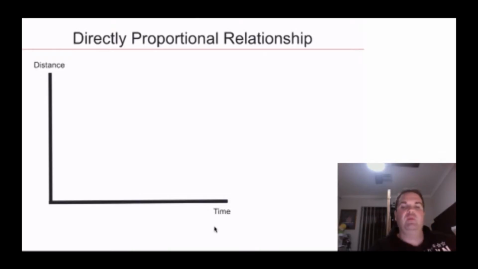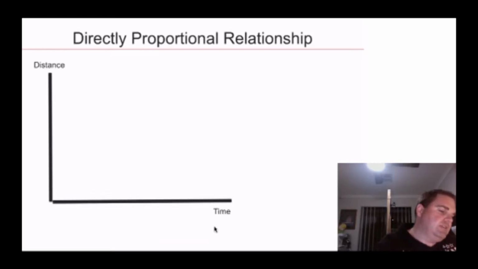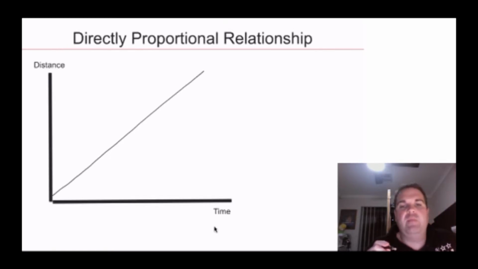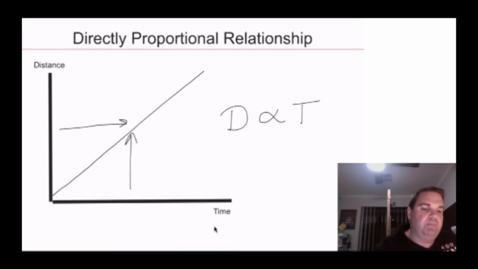So if we've got a graph here, we've got distance over time. If we're thinking about travelling in a car at 60 k's an hour, so at a constant speed, what we're going to find is that our relationship is going to be just exactly like this. As we travel over time, our distance increases by the same amount, and so what we have is a relationship. We say that distance is proportional to time. So we've got a directly proportional relationship.